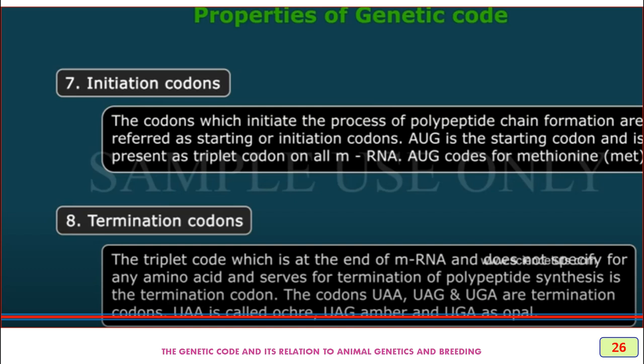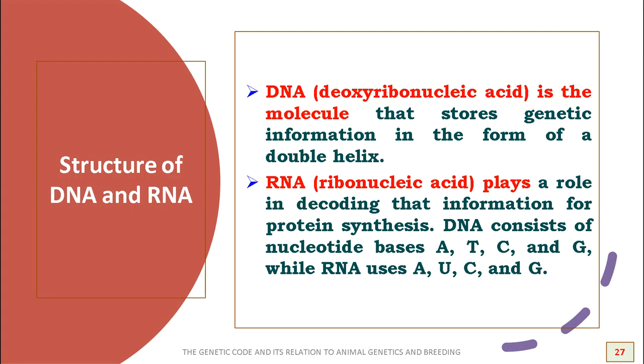Then the properties of the genetic code: usually there will be initiation codons, and also the termination codons always need to be examined. Then the structure of DNA and RNA: DNA, deoxyribose nucleic acid, or RNA, ribose nucleic acid. The RNA, ribonucleic acid, plays a very important role in encoding the information for protein synthesis.